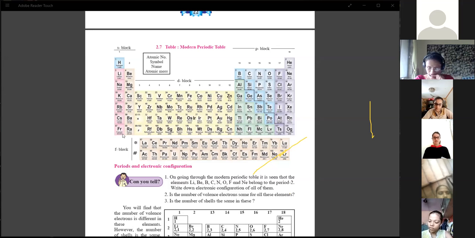Now come to question number 4. Which of the above elements have the biggest and the smallest atom? The biggest atom is cesium, 262. And the smallest is lithium, 152. Good. Now the next question.